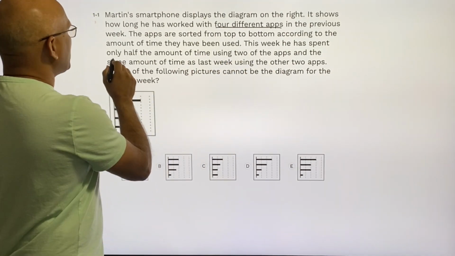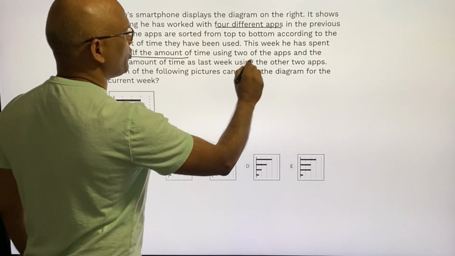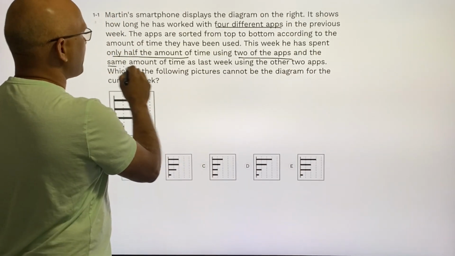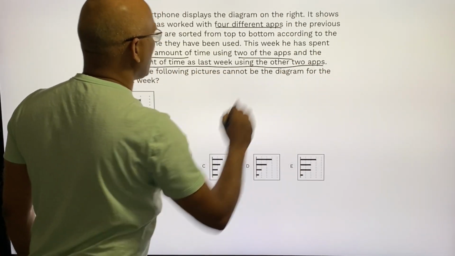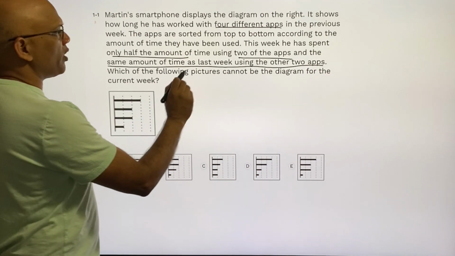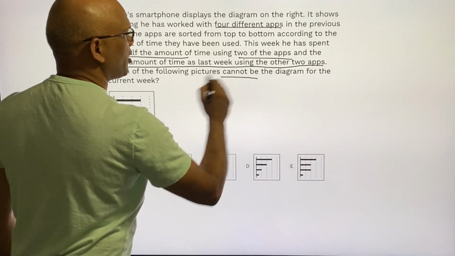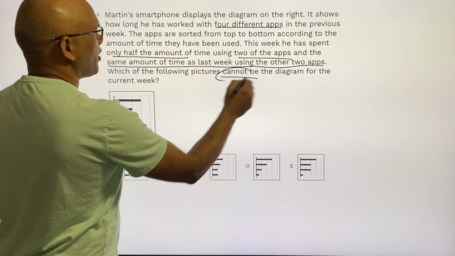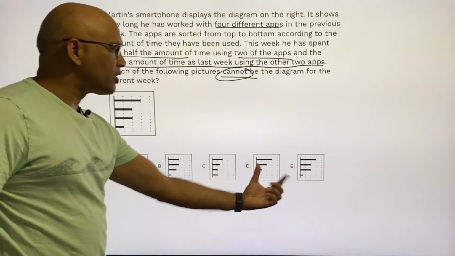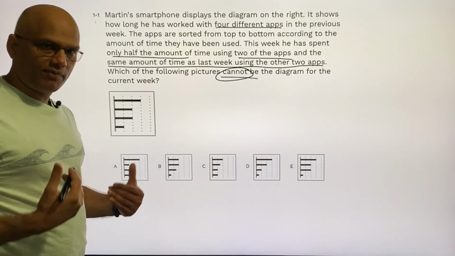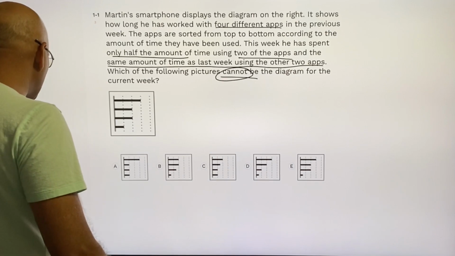This week he has spent only half the amount of time using 2 of the apps and the same amount of time as last week using the other 2 apps. Which of the following pictures cannot be the diagram for the current week? All right, so we want to find out which of these diagrams cannot be the diagram for the current week. Let me change the color.